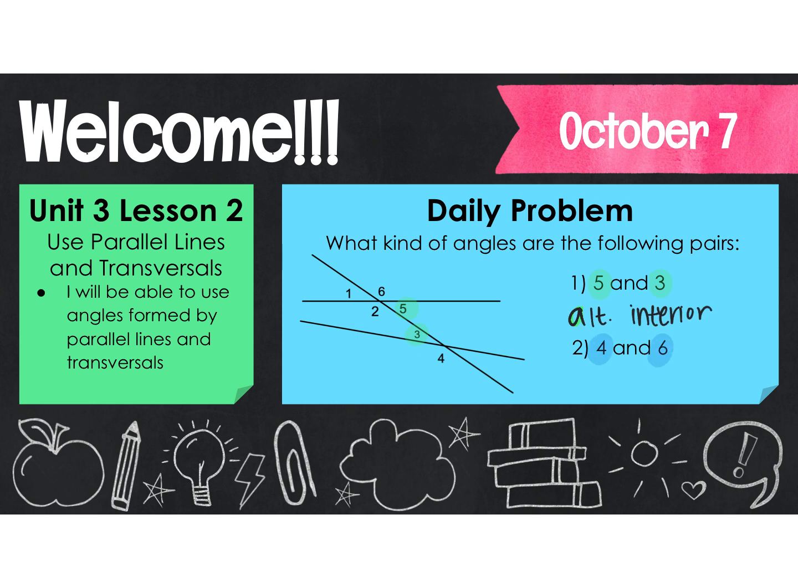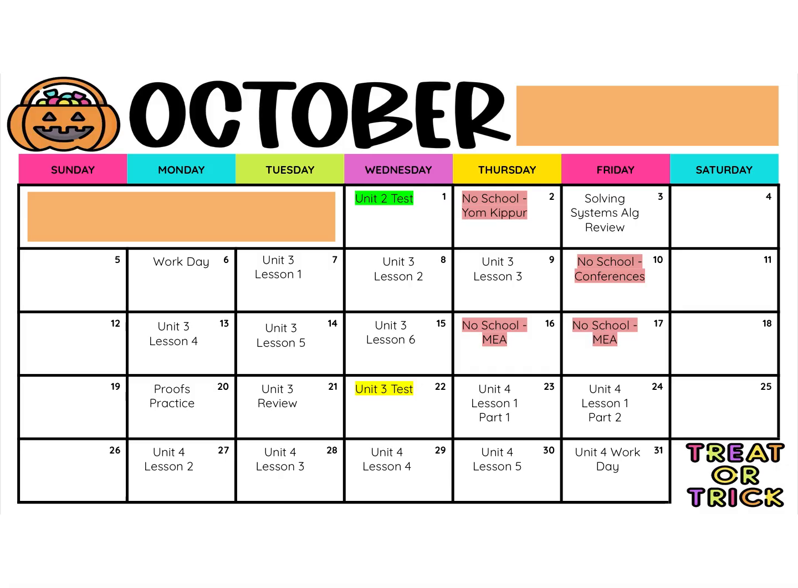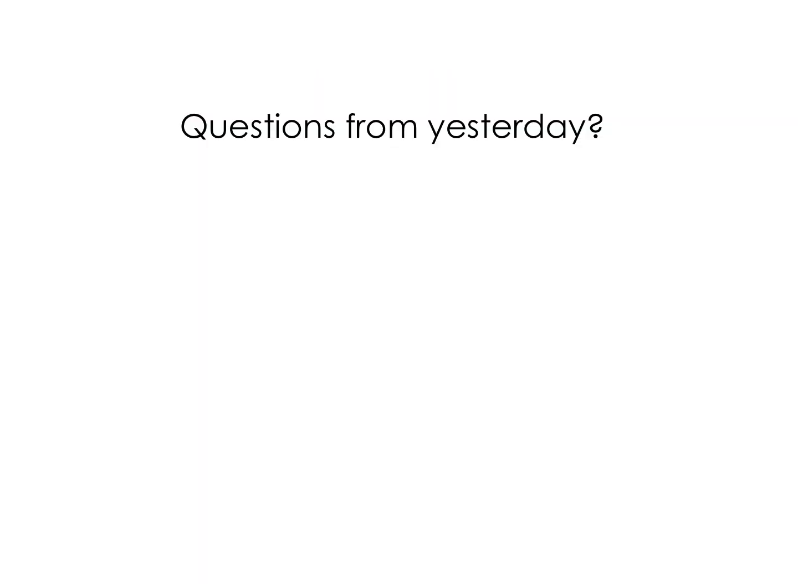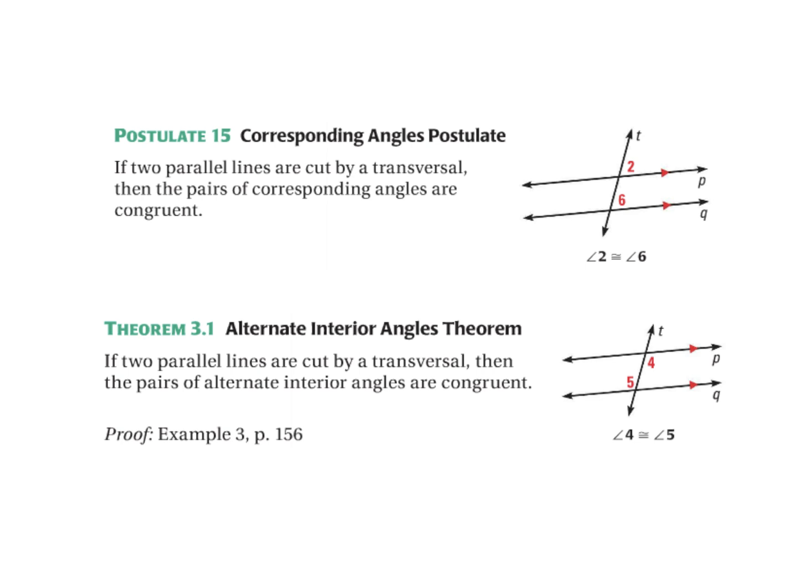Looking at 4 and 6, I'm seeing these are also on opposite sides. This time, they are outside, though. So these ones would be alternate exterior angles. Alternate exterior. All right, I'm going to skip ahead to our first notes slide of the day.